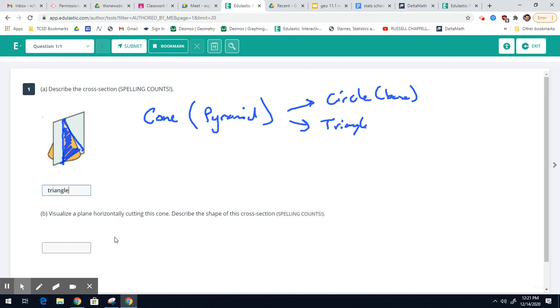Now it says visualize a plane horizontally cutting this cone. Describe the shape of the cross section. So again, if I try my best, here's my circular base. Here's my cone. So let me take a different color. Let's go horizontally. So we're going to cut here, and we're going to cut here. And again, because of its circular nature, instead of using straight segments to connect those dots, I'll use curves. And you can see that when you cut that cone horizontally, you're going to get another circle, just like the shape of the base.